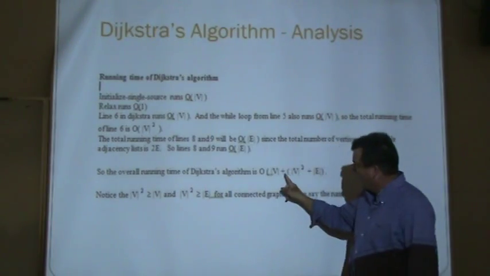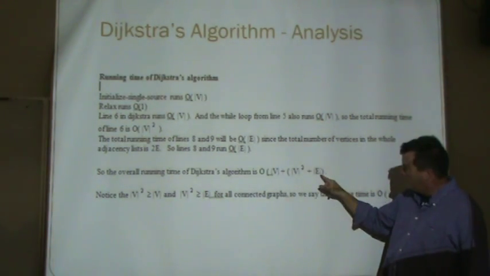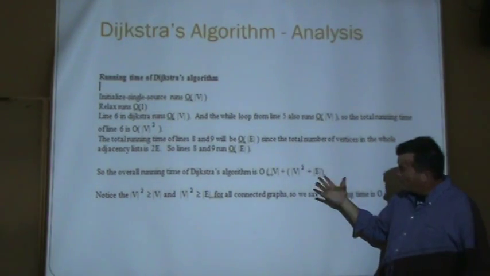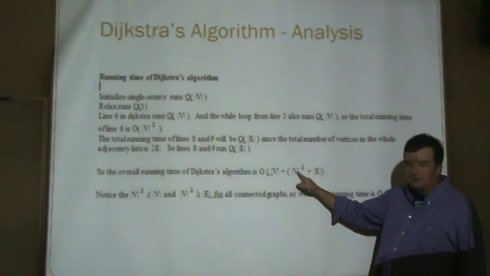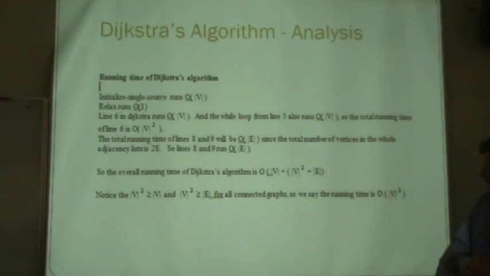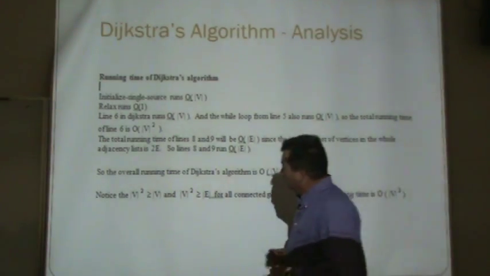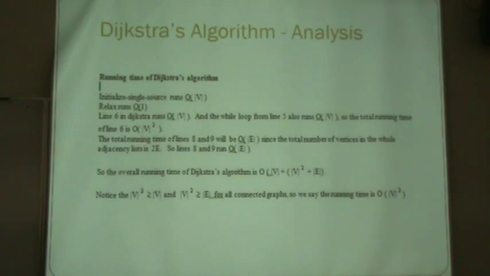So what we're basically saying is the running time of all the steps would be V plus V squared plus E. Then we make an observation: V will always be less than V squared, and E will always be less than V squared. So let's get rid of both of them, and then we're just going to say the shortest path algorithm runs V squared.